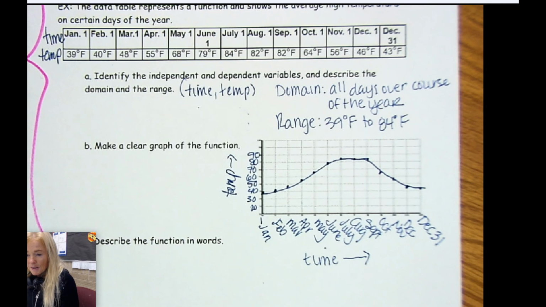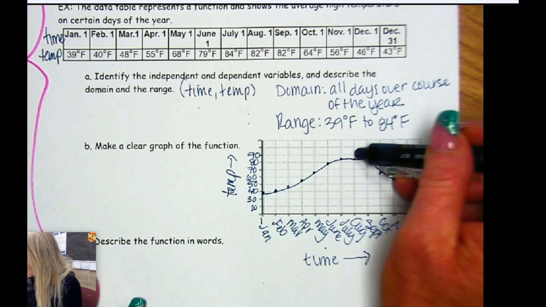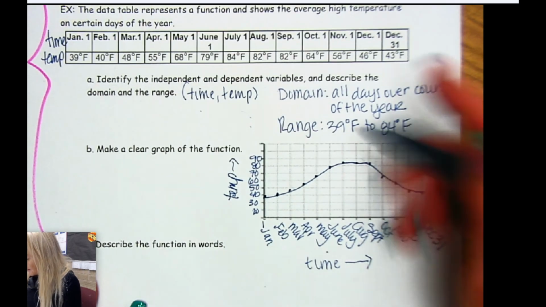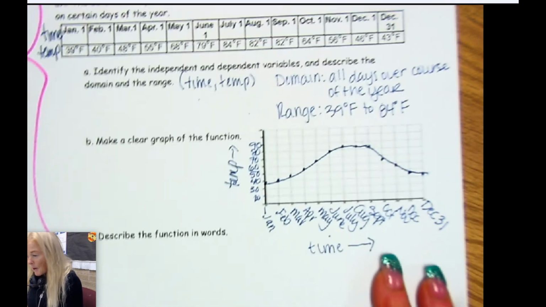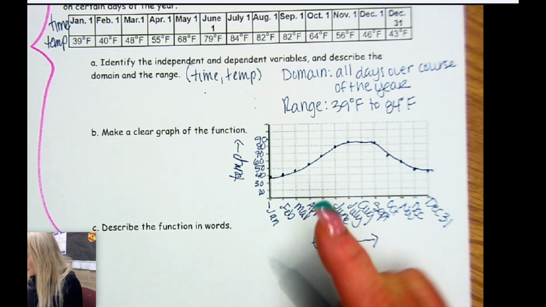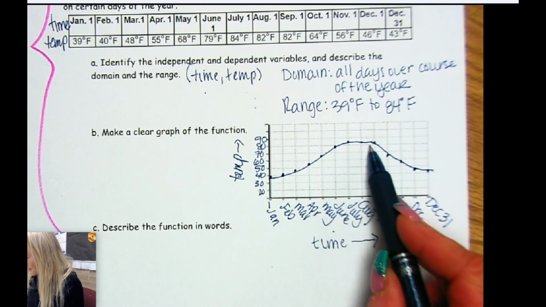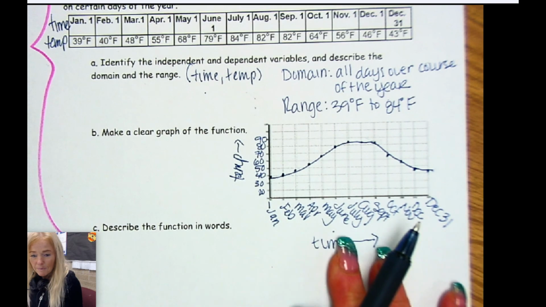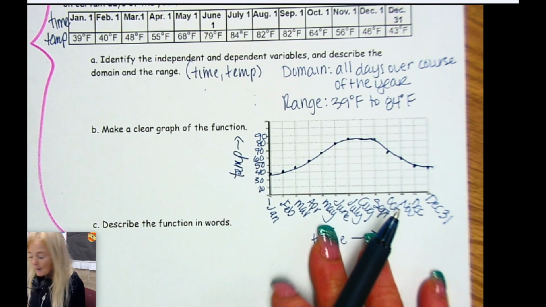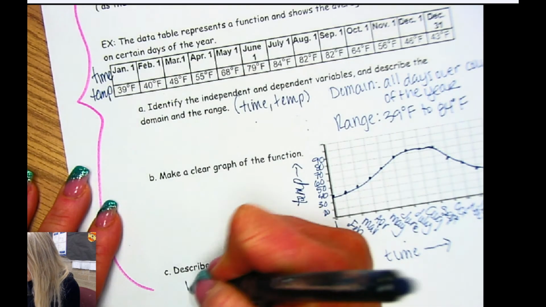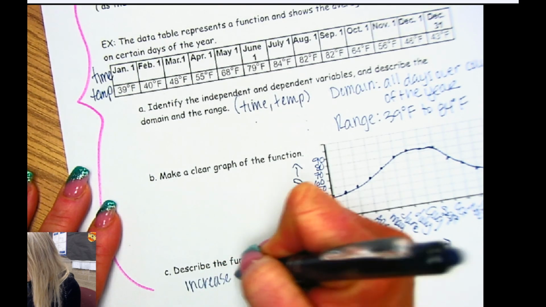All right, very clear graph of the function. I kind of missed that a little bit, but that's all right. Fix it. Describing the function in words, it looks like the temperature increases during the first half of the year and then decreases during the second half of the year. And that's what you would pick. And you can write that down. Increases first half of the year and then decreases the second half of the year.